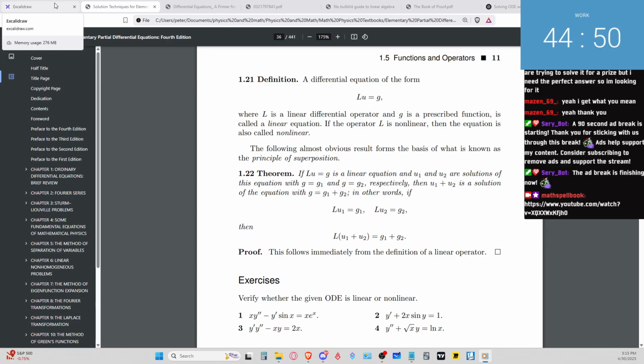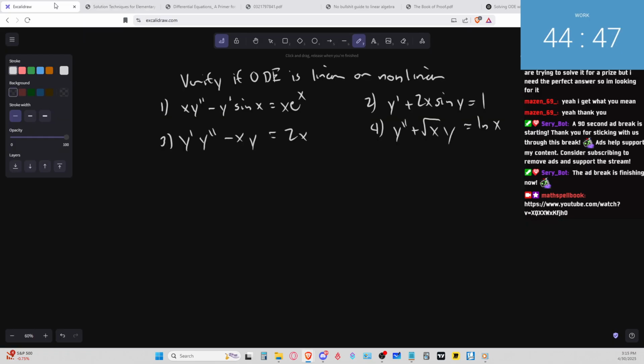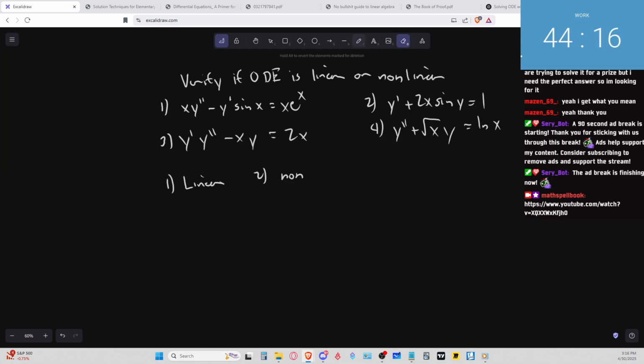So, we're working with these problems. Verify whether the given is linear or non-linear. So I feel like this is just defining which one is linear and non-linear, huh? So I think one is linear, because I remember when you first learn differential equations, you have to know which one looks linear and which one looks non-linear. So this one I think is non-linear because it has a sine with y in it. I think that's non-linear. I'm pretty sure it is.